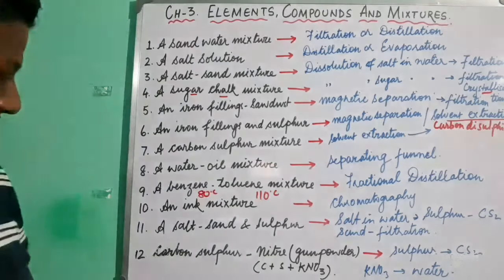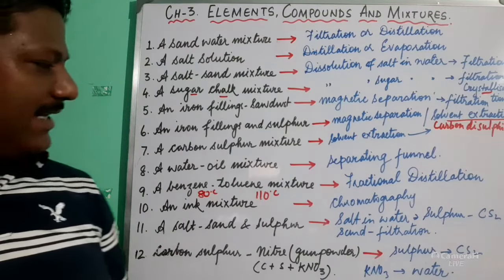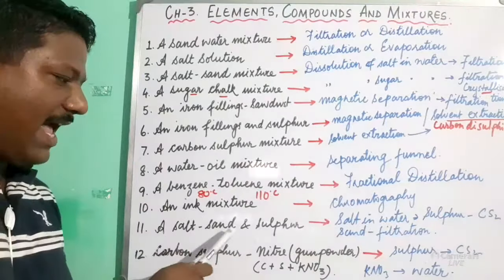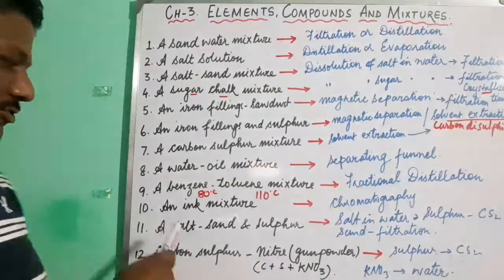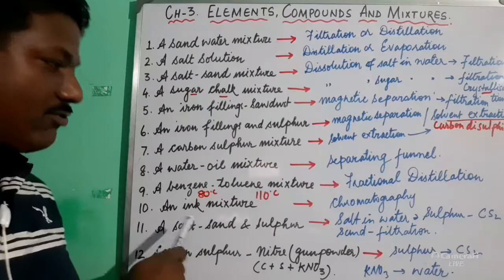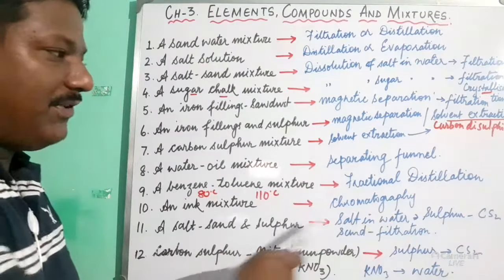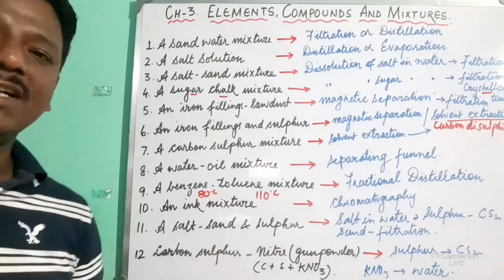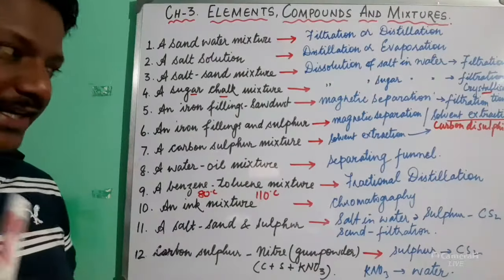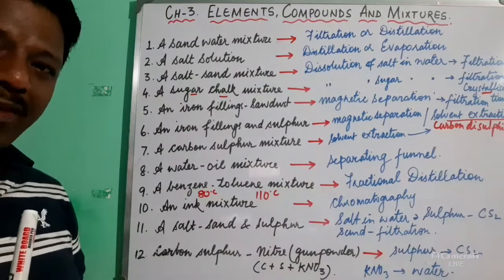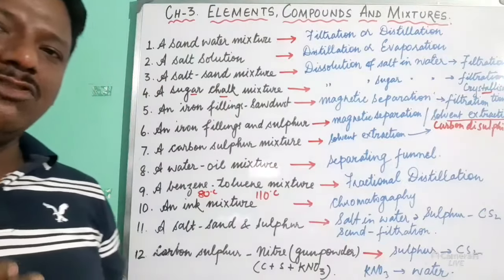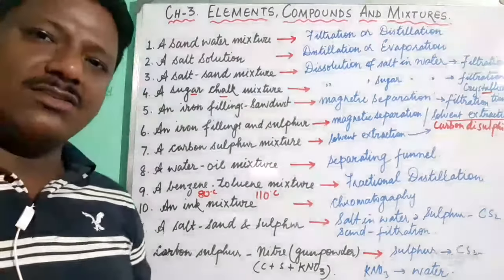So next, a salt, sand and sulfur mixture. Here you have to separate salt, sand and sulfur. Salt is soluble in water and sulfur is soluble in carbon disulfide. So you can use solvent extraction, or you can first put water in the mixture.